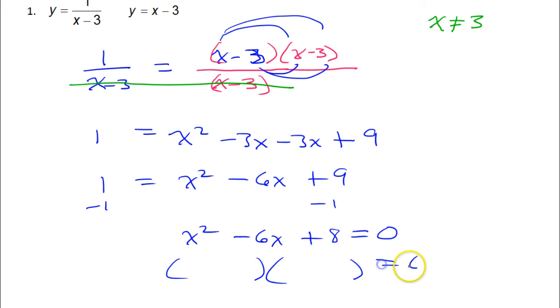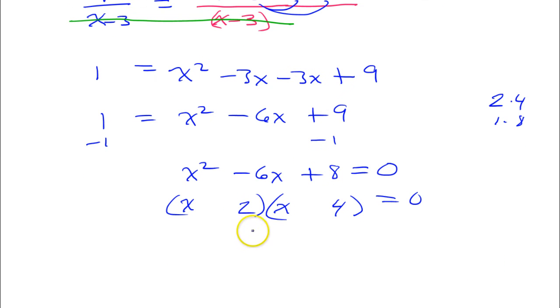But I'm going to go ahead and factor this down. X squared is x times x. 8 is either going to be 2 times 4 or 1 times 8. Let's go with the 2 times 4 option. Inner plus outer equals middle. Inner, I have 2x. Outer, I have 4x. To get a negative 6, both of these would need to be negative. And a negative times negative is a positive for the positive 8. So, to finish solving this, I need to set these two factors equal to 0.